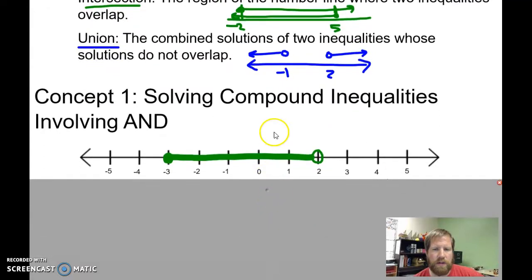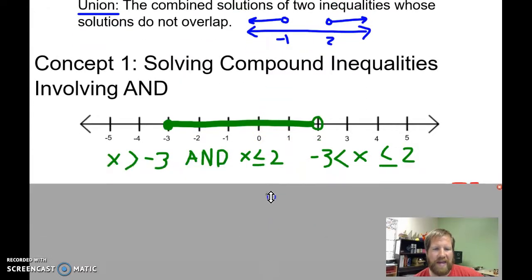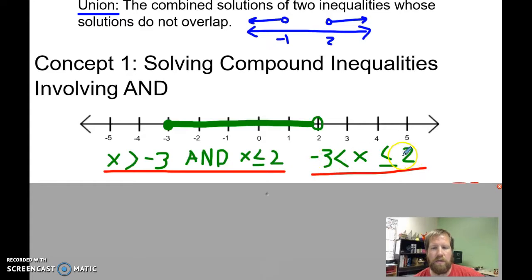Okay, concept 1, solving compound inequalities involving AND. So this is what it's going to look like on a number line. And you might see it in one of two different ways. It could either be like this, where you have two separate inequalities and you have AND in the middle. Or you might see it like this, where you have a number less than x, which is less than or equal to another number. And that's basically putting a range on it.